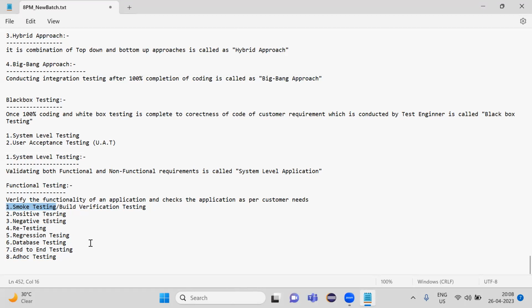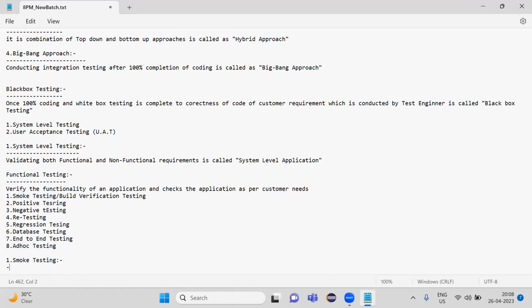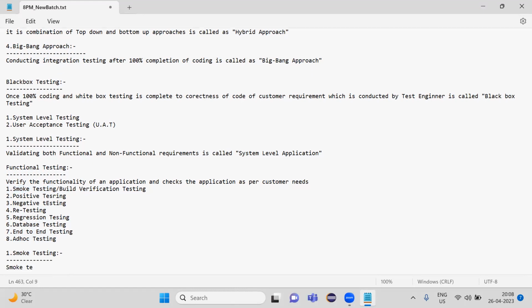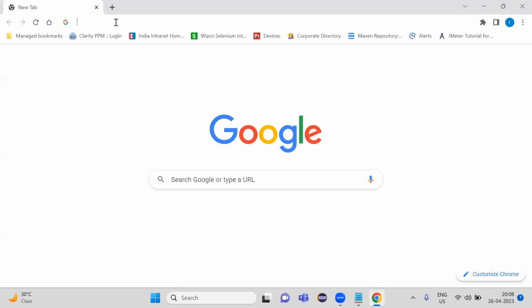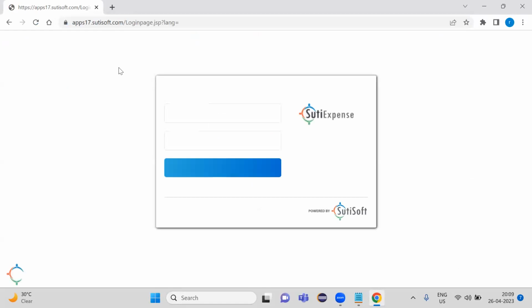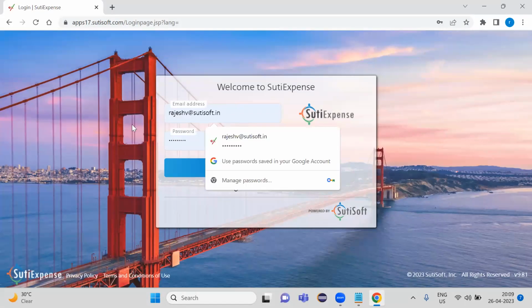What is smoke testing? Smoke testing is also called build verification testing. Here, what is the use of smoke testing? We have to check the basic functionality. In this smoke testing, how do we check the basic functionality? We are not going to test the application flow. We are just going to check the basic functionality.